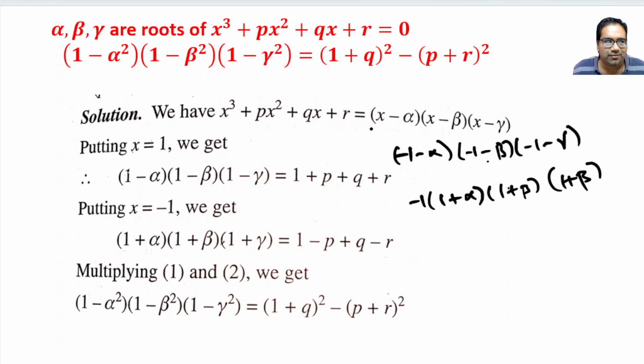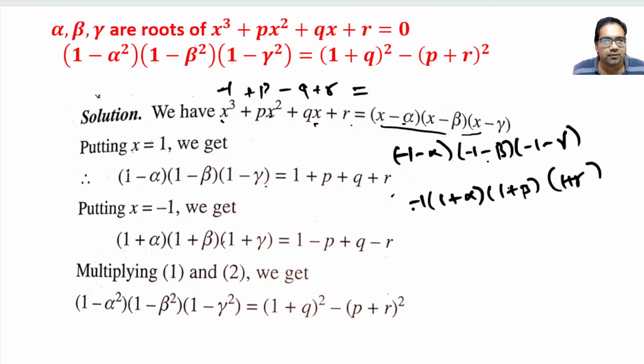Okay. When I substitute x equals 1 here, we are getting (1 minus alpha)(1 minus beta)(1 minus gamma). That should be equal to, when x equals 1, 1 plus p plus q plus r. Similarly, when x equals minus 1, what will this become? This will become minus 1 plus p minus q plus r. This should be equal to minus of (1 plus alpha)(1 plus beta)(1 plus gamma).